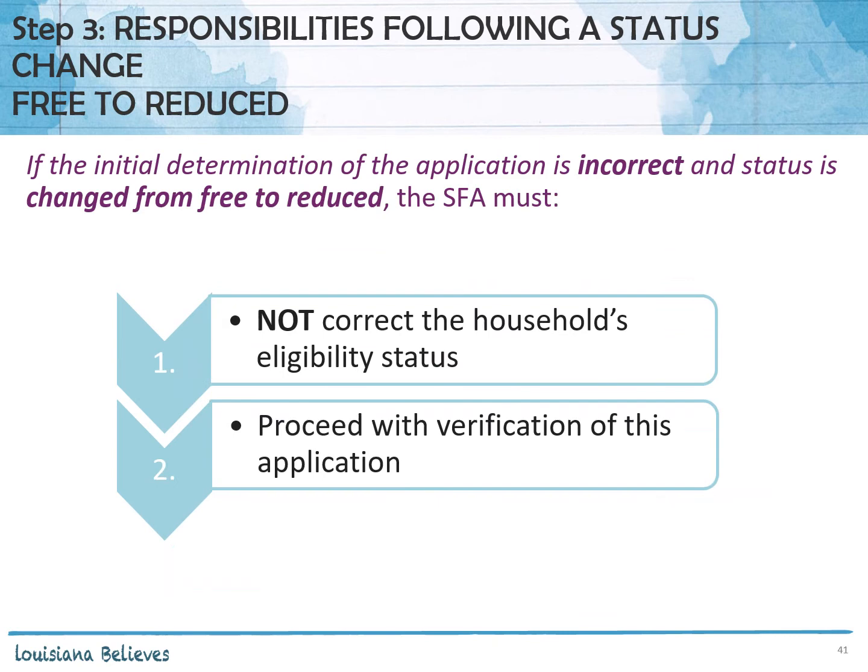If the initial determination of the application is incorrect and the status is changed from free to reduced, the SFA must: 1. Not correct the household's eligibility status, and 2. Proceed with verification of this application.